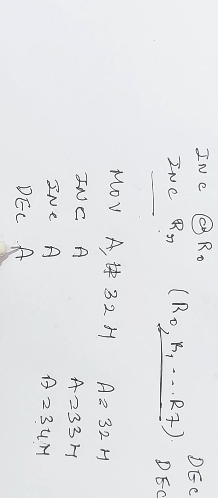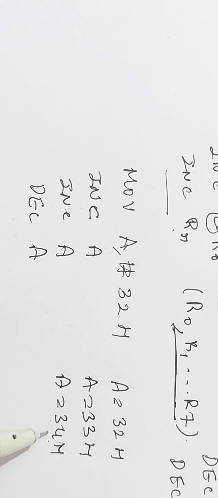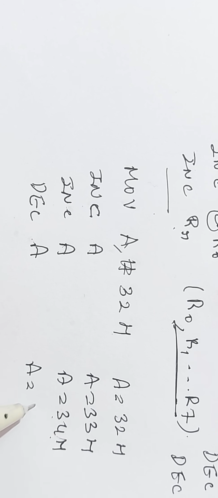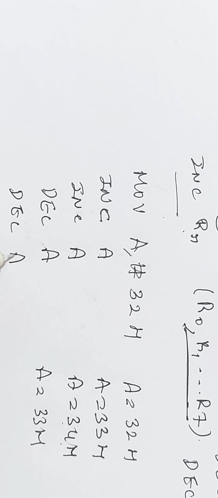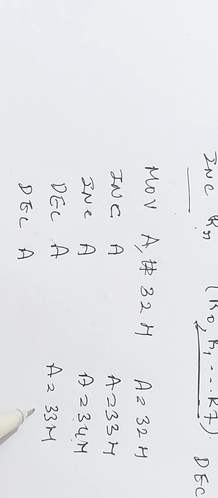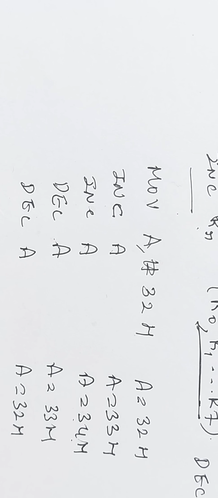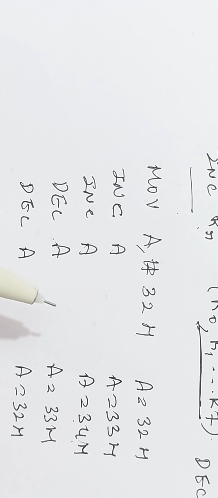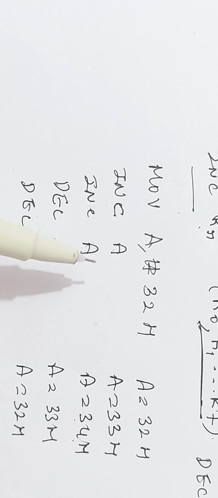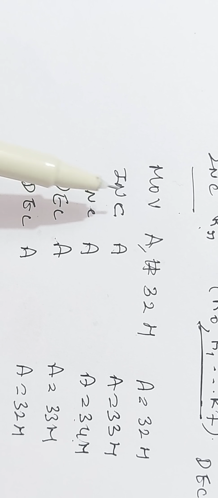If I write decrement A, what is the content of A now? 34H. Decrement means it decreases the content of A by 1. Therefore, now A becomes 33H. Again decrement A. The content of A is 33H, so A is equal to 32H. In this way, you can increase the data by 1 or decrease the data by 1. The instructions used are INC, increment, and DEC, decrement. These are all arithmetic operations.